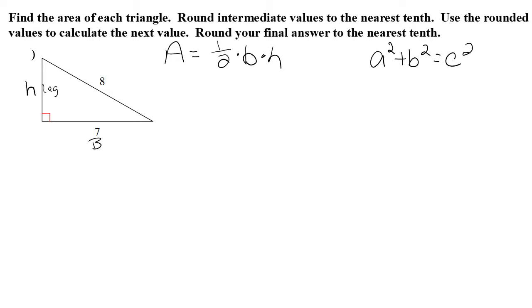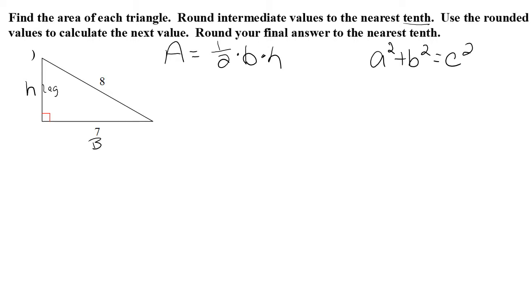It says round intermediate values to the nearest tenth. That means in the middle of the problem, and in this example, it'll be when we're using the Pythagorean theorem, once you get to that answer, round it to the tenth, then plug that value into your area formula. So basically, every time we get an answer, we're going to round to the tenth today.